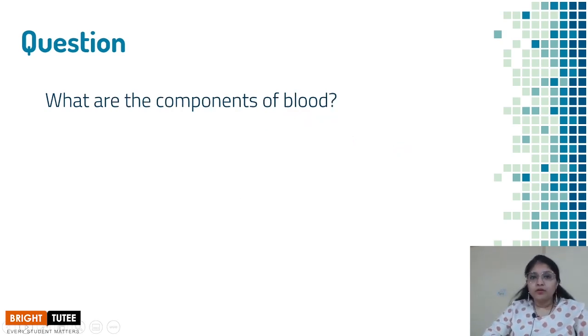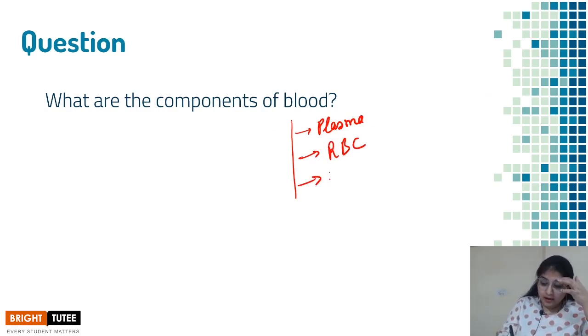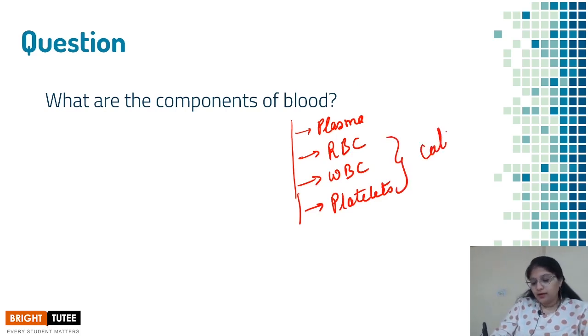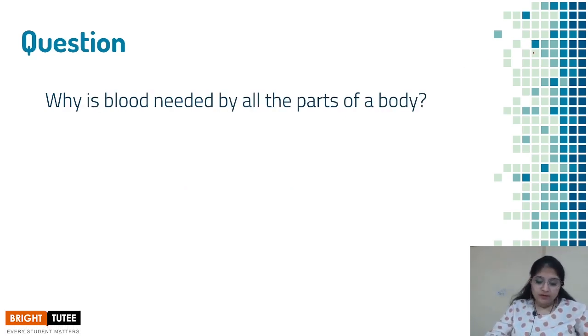What are the components of the blood? There are basically 4 components of the blood, that is plasma, which forms the fluid part. Then you have RBC, that is the red blood cells, WBC and platelets, right? These are the cells which are suspended in the plasma.